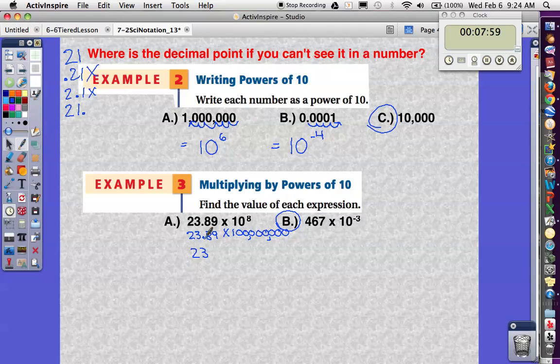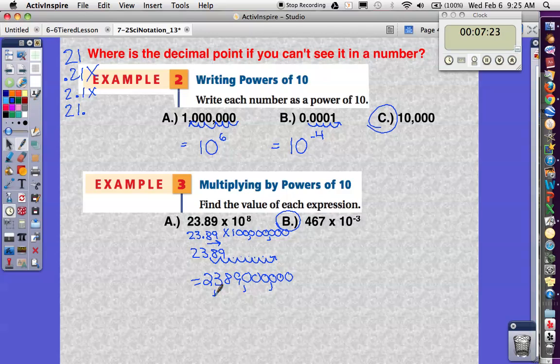Think about it. Is this decimal going to head towards the left and make the number smaller if I multiply it by 100,000,000? Or is this decimal going to move towards the right and make the number larger? If you're multiplying by a large number, your number should definitely get larger. So count it out. You need to move it 8 spaces. 1, 2, 3, 4, 5, 6, 7, 8. So you're going to have 2, 3, 8, 9, and then 1, 2, 3, 4, 5, 6 zeros. Put your commas in then. Yes, I want to see those.